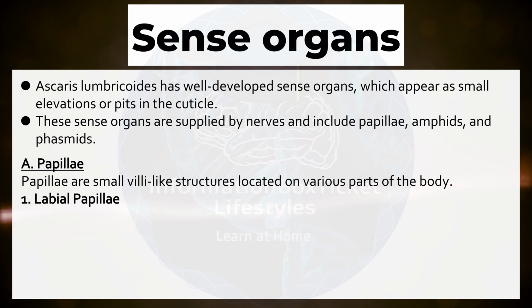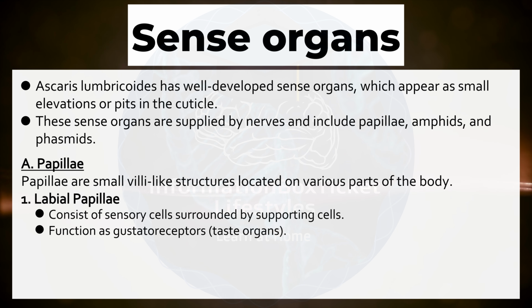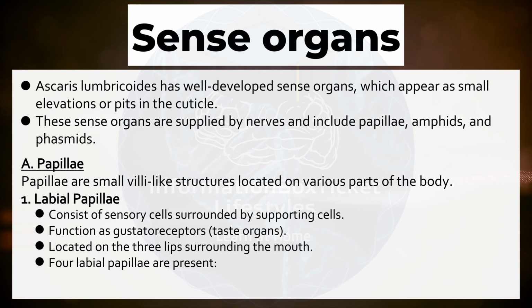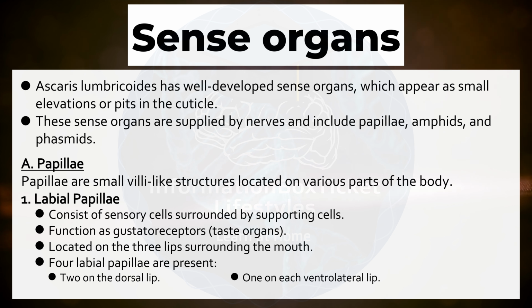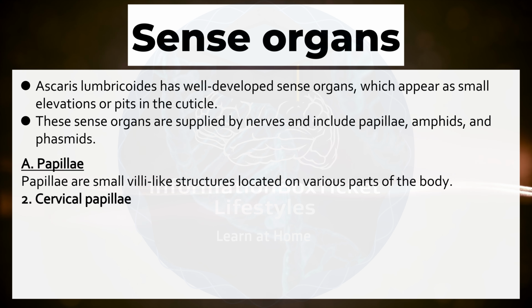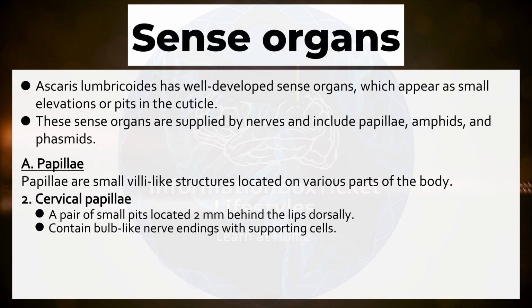First, labial papillae consist of sensory cells surrounded by supporting cells, and function as gustatoreceptors, taste organs, located on the three lips surrounding the mouth. 4 labial papillae are present, 2 on the dorsal lip, 1 on each ventrolateral lip. Each papilla acts as a double sense organ. Second, cervical papillae, a pair of small pits located 2 millimeters behind the lips dorsally, contain bulb-like nerve endings with supporting cells, and function as tactile organs.